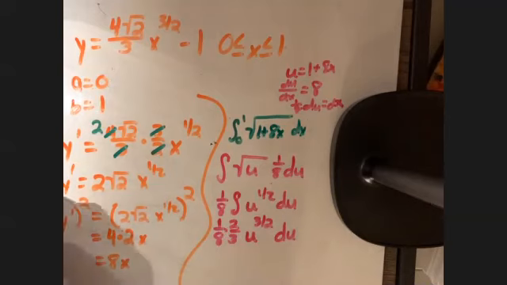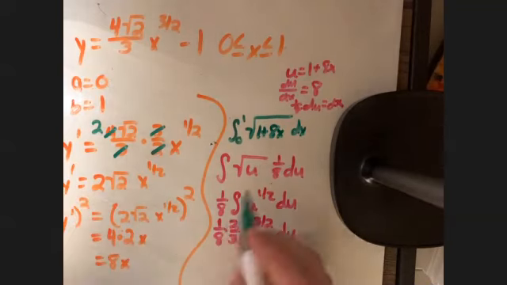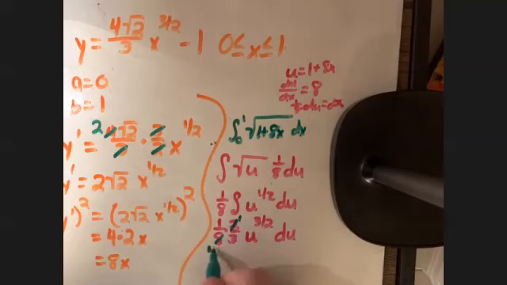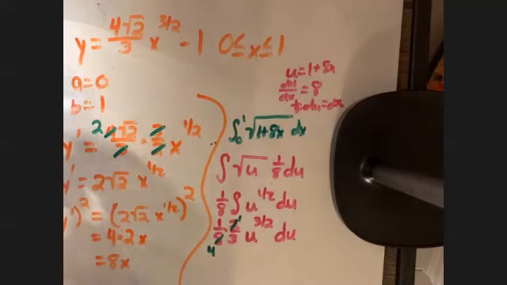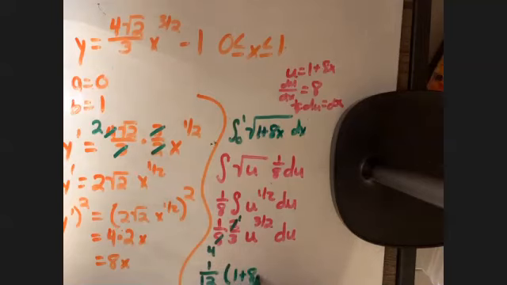I'm going to clean that up a little bit. It's going to go to 1/4. So I'm going to come back out. So it's going to be 1/12, 1 plus 8x to the 3/2 evaluated from 0 to 1.